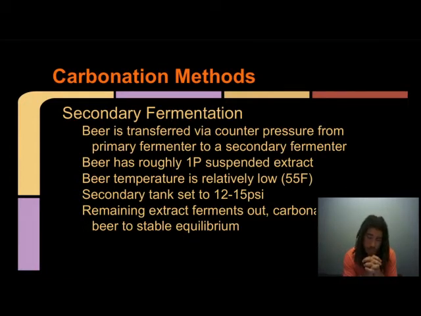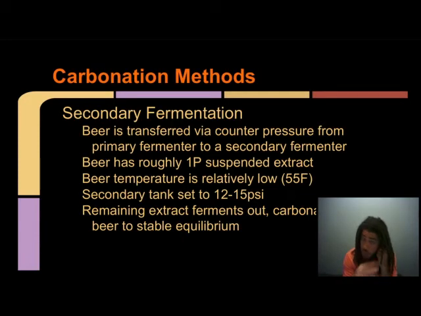Usually you keep the beer temperature pretty low, about 55 degrees Fahrenheit, and on the secondary tank, you set the pressure to about 12 to 15 psi. The remaining extract ferments out, carbonating the beer to a stable equilibrium. This takes a few days. So it takes a little bit.